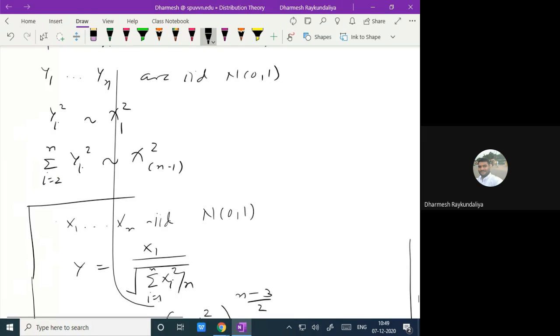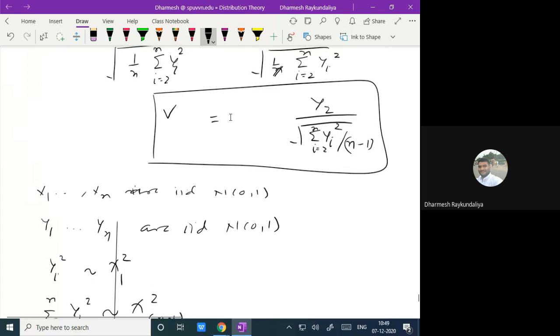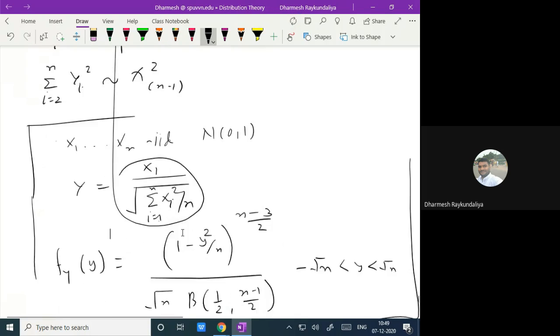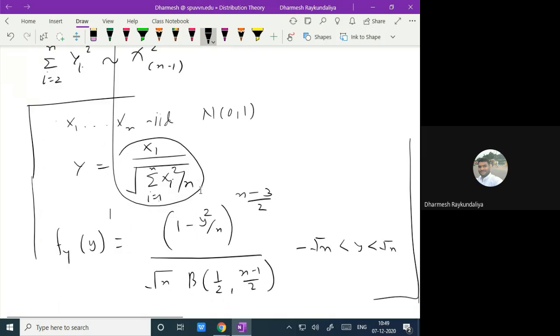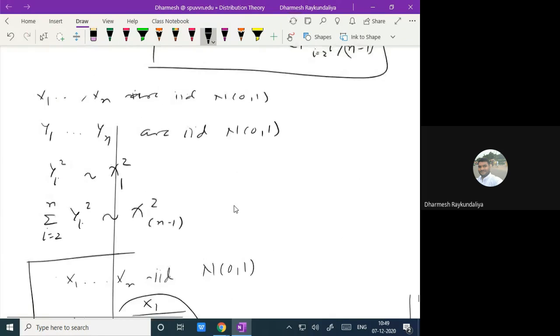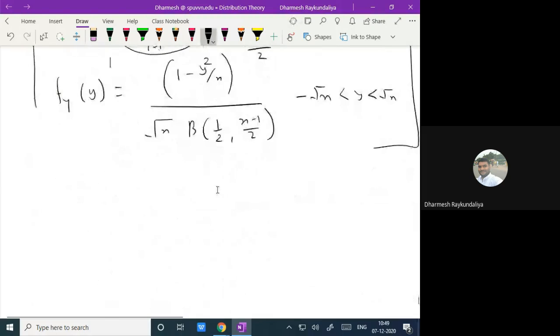Here we have X1 upon the square root of summation Xi squared upon n. There we have Y upon the square root of summation Y squared upon n minus 1. So there we have n minus 1 observations in the denominator, so it is divided by n minus 1, while here it is divided by the n observations. So wherever n is present, we can just substitute n equal to n minus 1. Then we have the density of V by using this.